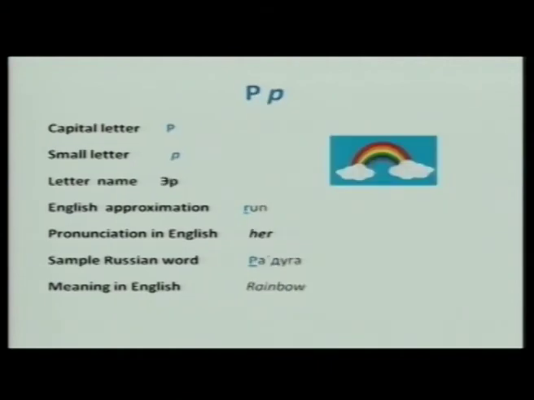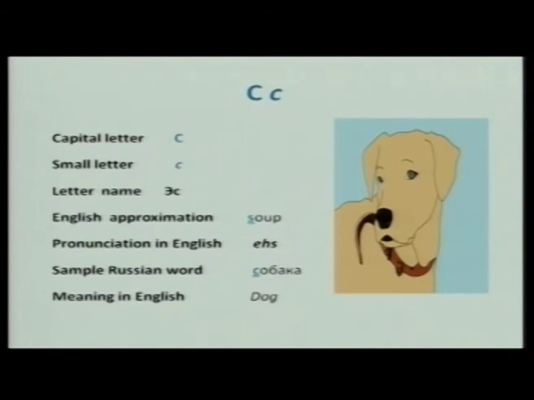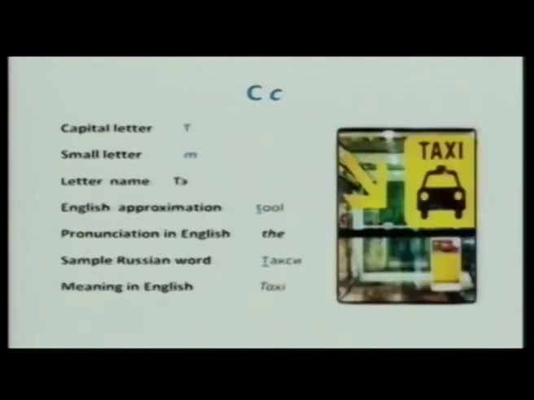Let us go to the next letter now. The next letter is R, like R in run. A Russian word we have used here is raduga, which means rainbow. Let us go to the next letter now. The next letter is S, like S in soup. A Russian word we have used here for letter S is sabaka, which means dog.